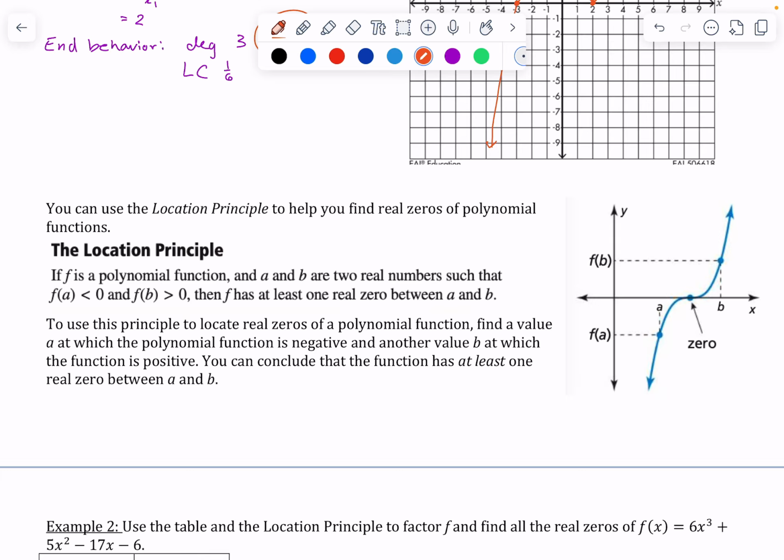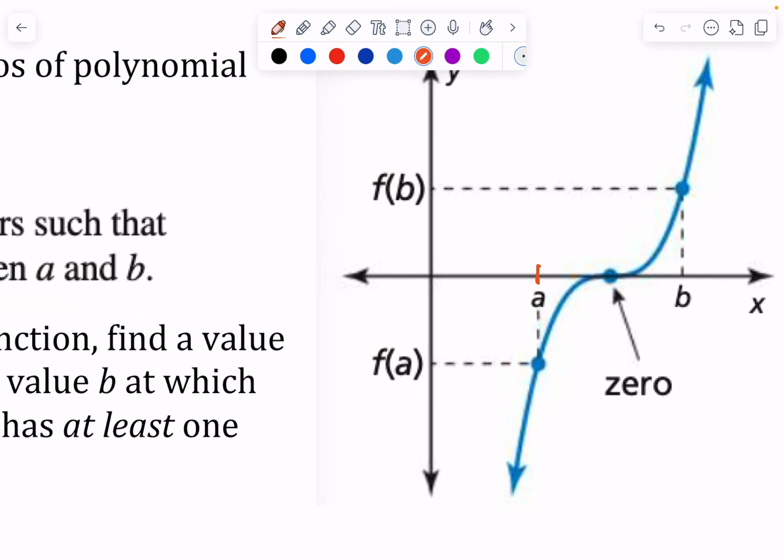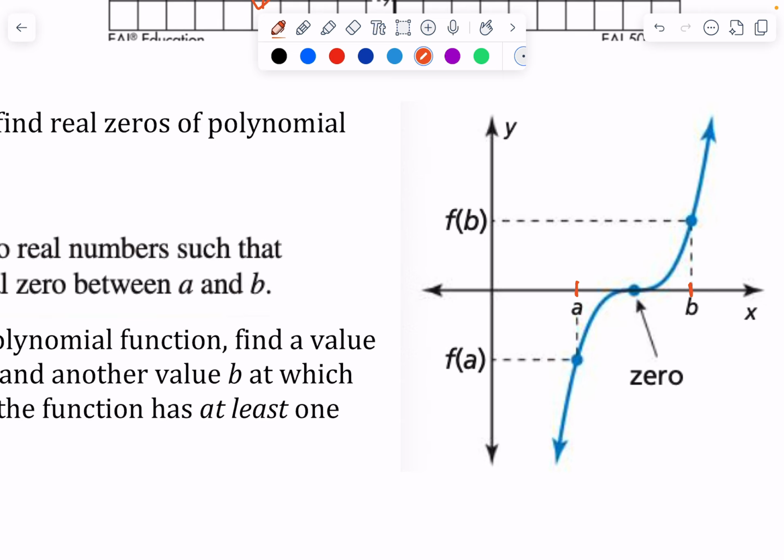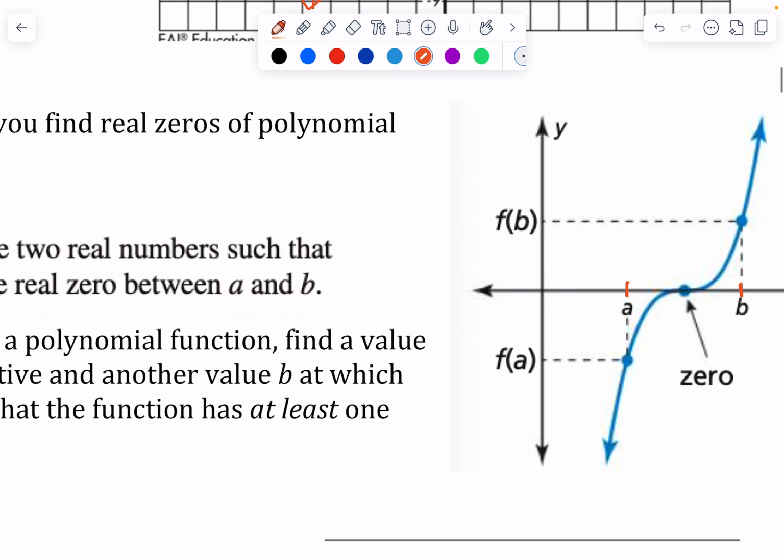You can use the location principle to help you find real zeros of polynomial functions. If f is a polynomial function and a and b are two real numbers, such that f of a is less than 0 and f of b is greater than 0, then f has at least one real zero between a and b. Breaking it down, if you have two x values, a and b, and I plug those values into my function, I'm going to get corresponding y values.